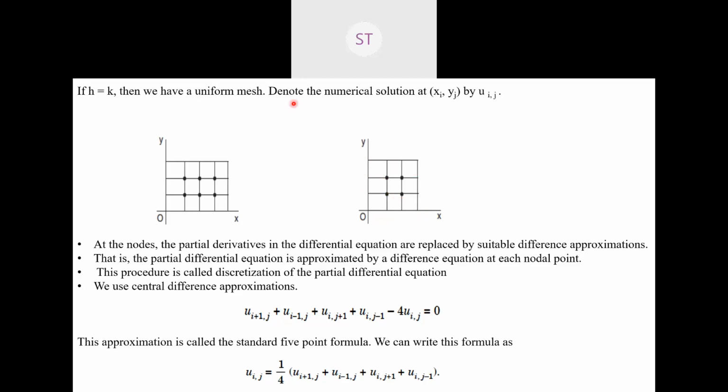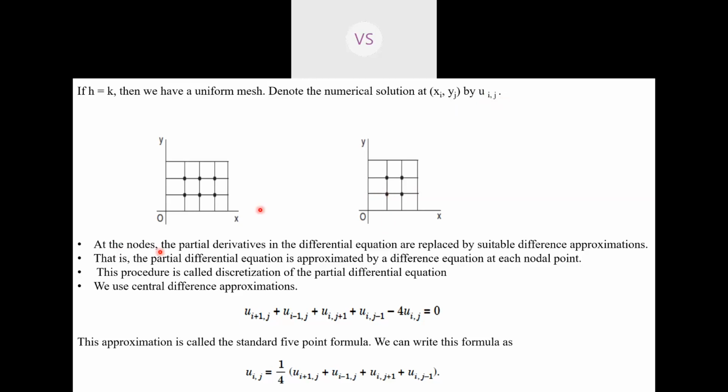Then denote the numerical solution at xi, yj by uij. This point over here, we denote it by uij, and you have to find it at xi and yj.